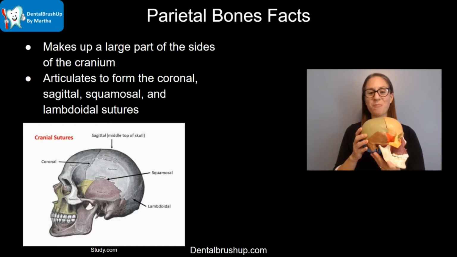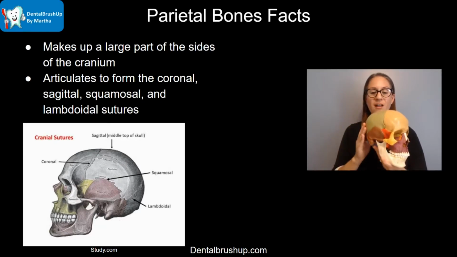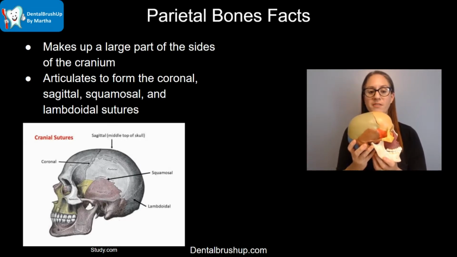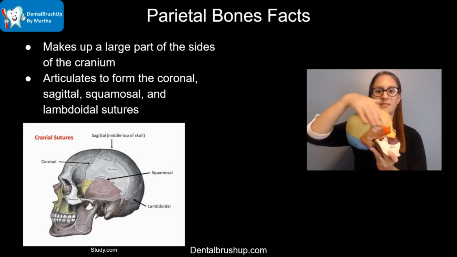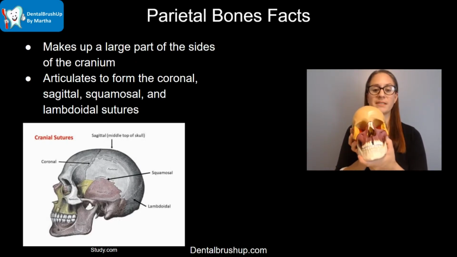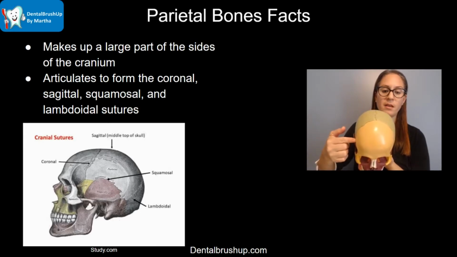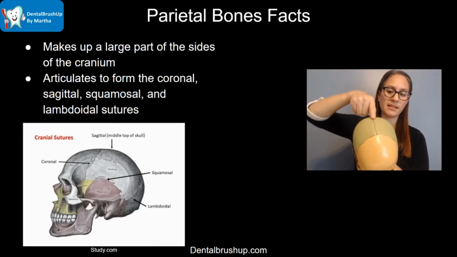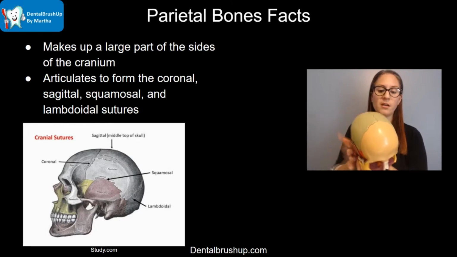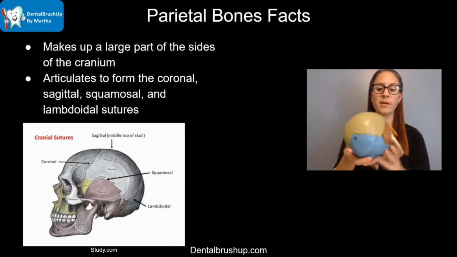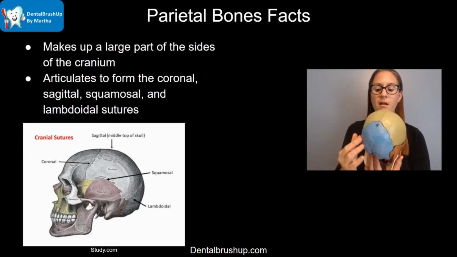Now let's take a look at some parietal bone facts. The parietal bones obviously are paired, right, on both sides of the skull, and they make up a large part of the sides of the cranium, as you can see, the massive size, right? And they also articulate to form the coronal suture, which is right around here, the sagittal suture, which is right down the dead center of the skull, the squamosal suture, which is right around the area of the temporal bone, and the lambdoidal suture, which is the one that borders the occipital bone in the back.